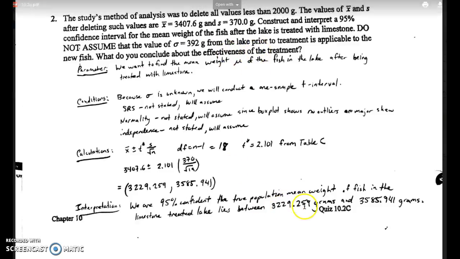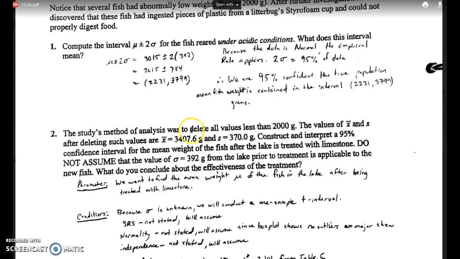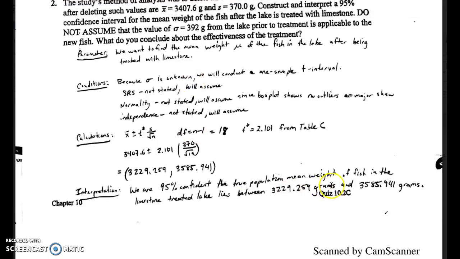If we are 95% confident that the true population mean weight lies in this interval, and the original mean weight was 3015, then conceptually our average weight now is higher than the weight of the fish in the acidic lake, and so the limestone has helped reduce the acidity and help the fish be able to grow larger because they're no longer affected by the acidic conditions in the lake.